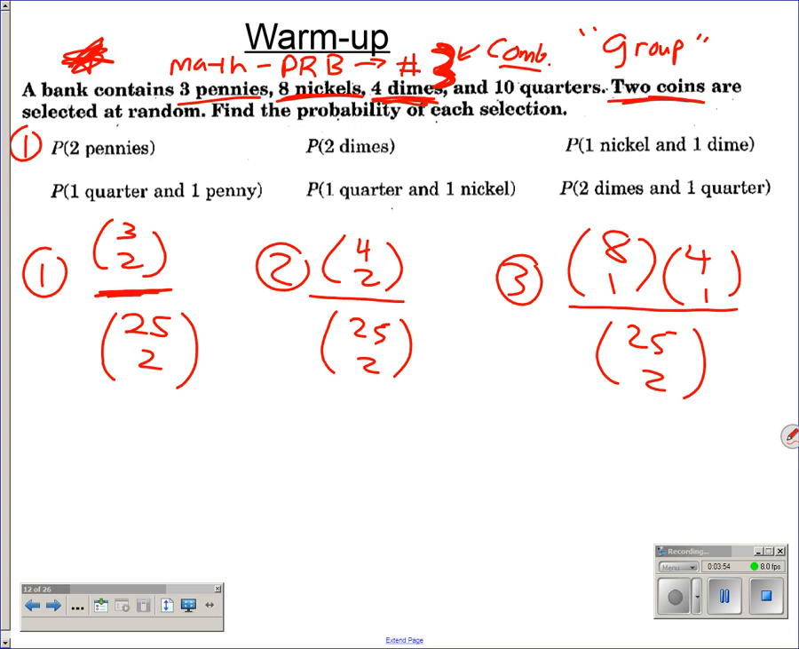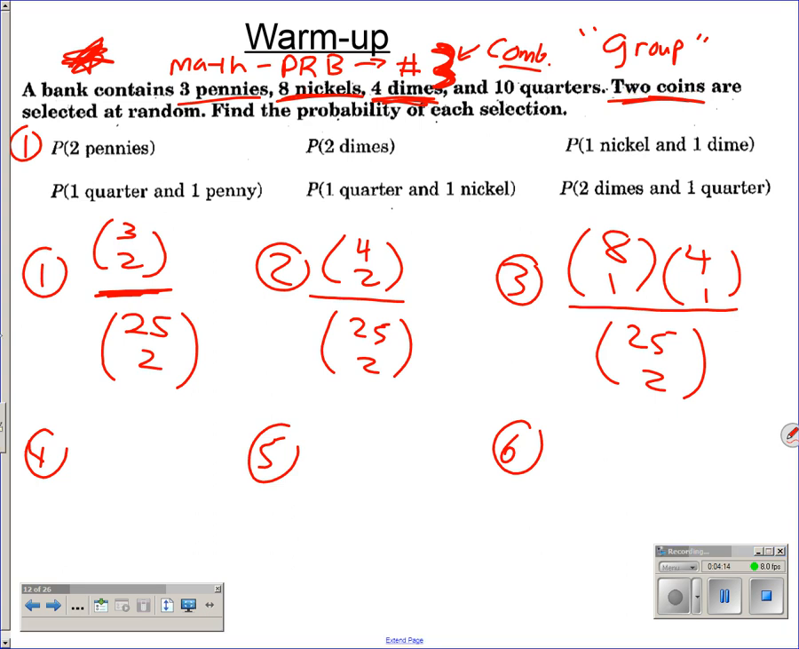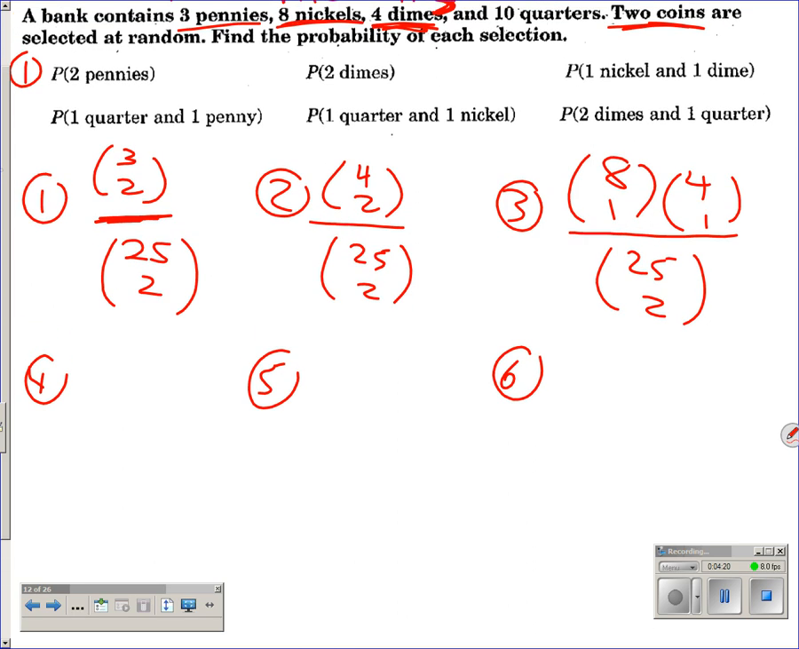Anything else? While I'm taking attendance real fast, at least set these up. At least set up number 4, number 5, and number 6, and then we'll test these in the calculator. All right. These last 3 are all the same as number 3. All you have to do is set them up in their individual categories, right? So if I say 1 quarter and 1 penny, well, that's 2 parentheses. That would be 10 quarters, choose 1, and 3 pennies, choose 1. Is that right? And then divided by, again, the total is still going to be the same, 25 choose 2.